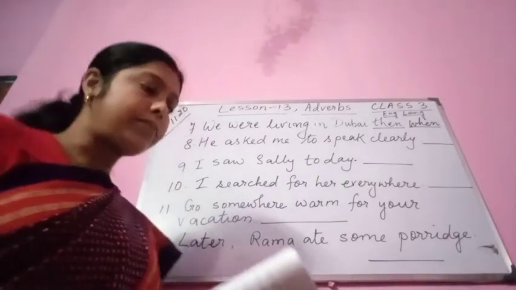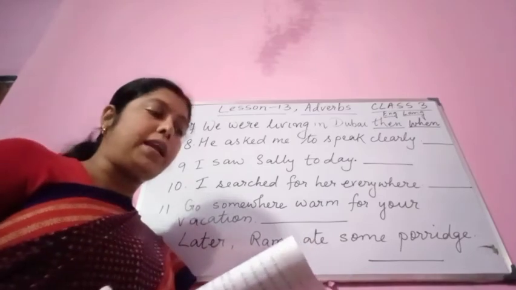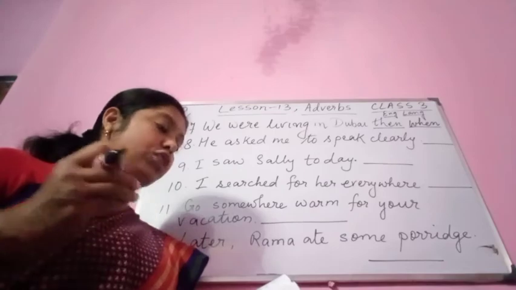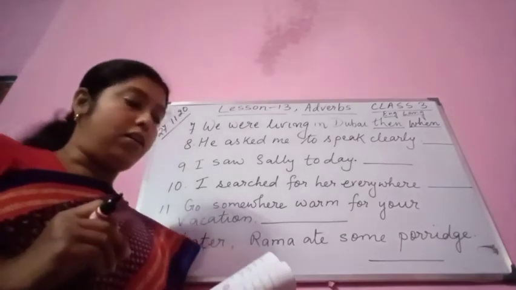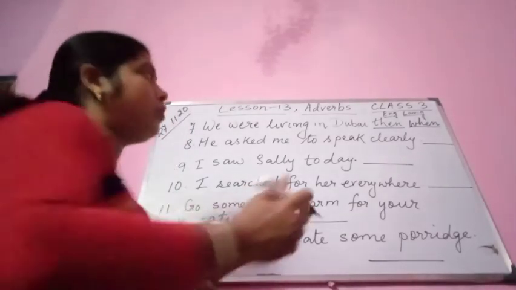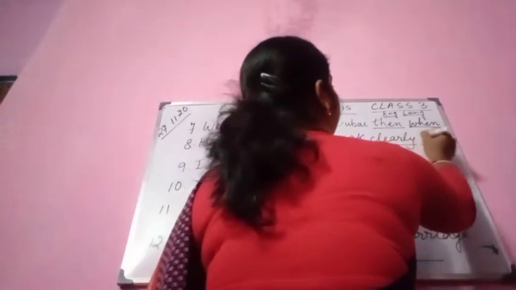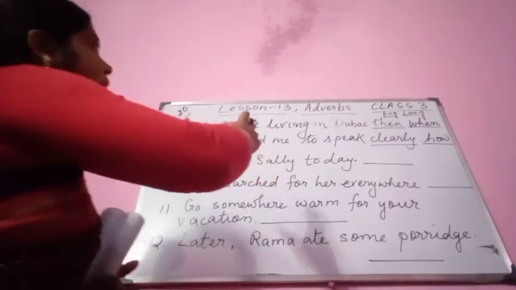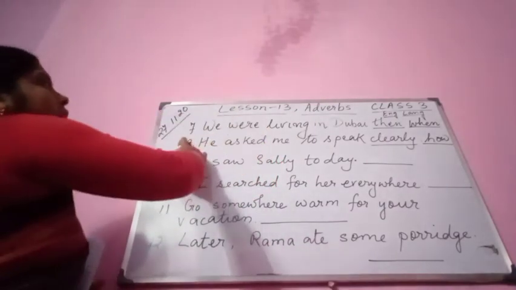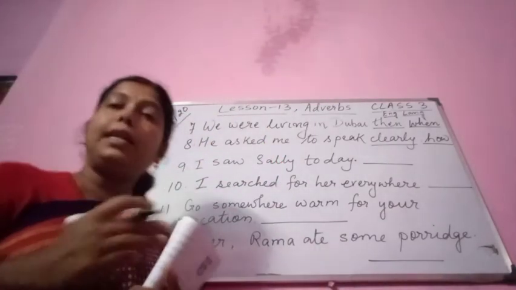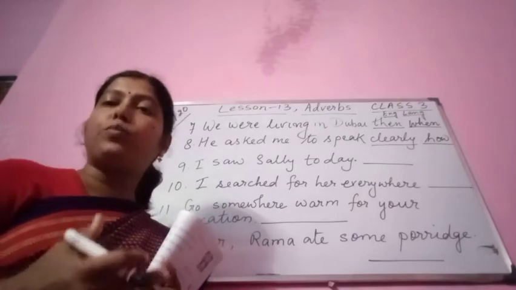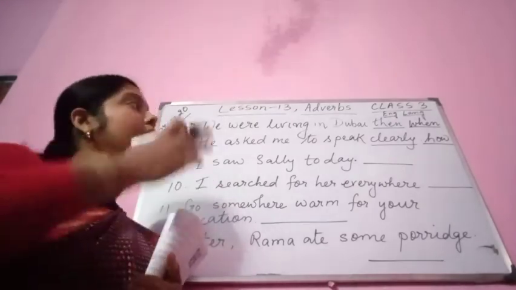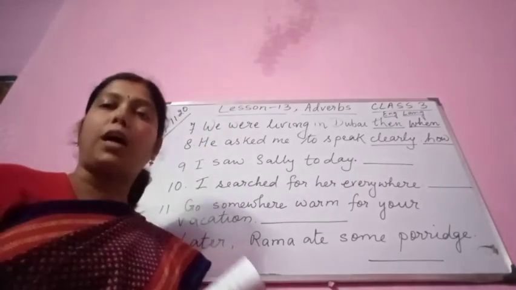Alright. He asked me to speak clearly. How did he ask me to speak clearly? So, how? You see, clearly is the adverb here. It is telling us how the action was performed. He asked me to speak clearly. How did he ask me to speak clearly? So, clearly is an adverb here, and it is telling us about how.